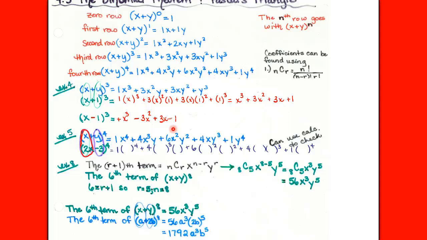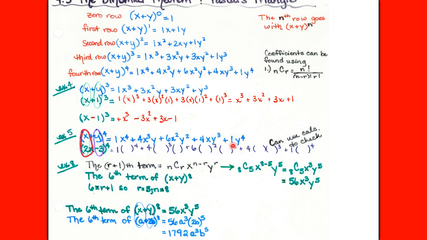For the next one, they asked me to find 2x minus 3 to the fourth. So in order for me to do 2x minus 3 to the fourth, I first have to do x plus y to the fourth. I got to get my pattern, right? So we're going to go to the fourth row of Pascal's triangle and pull out our coefficients, 1, 4, 6, 4, 1, okay? So we could go through then and say 1, 4, 6, 4, 1.